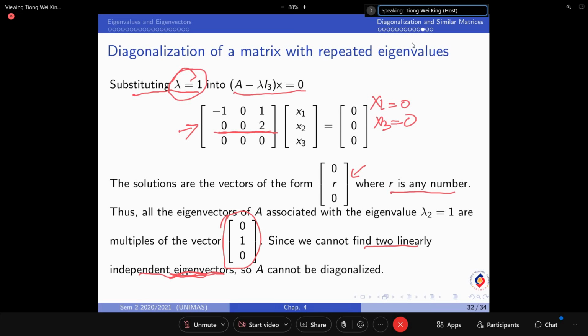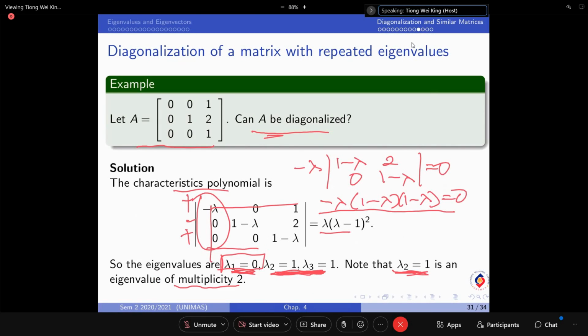The moment you see that you cannot find two linearly independent eigenvectors, we straight away conclude that A cannot be diagonalized. So you do not need to find the eigenvectors for lambda equals 0. That's why normally we find the eigenvector for the repeating eigenvalue first. Don't do the other first, otherwise you waste your time if A is not diagonalizable.